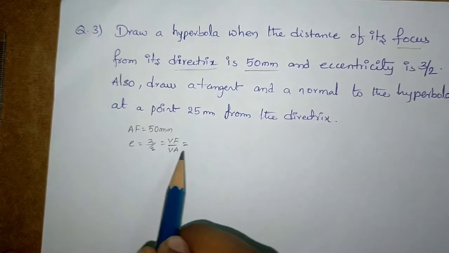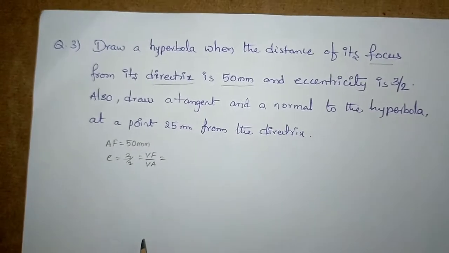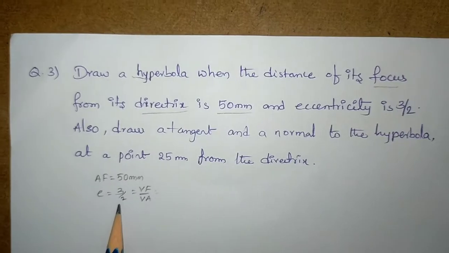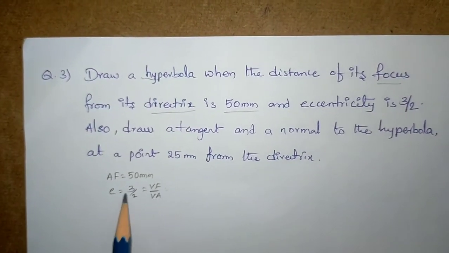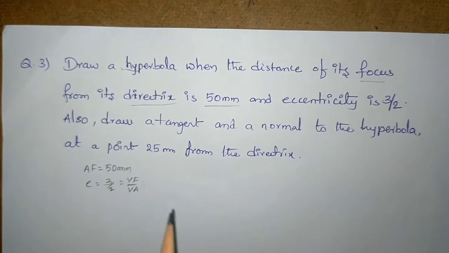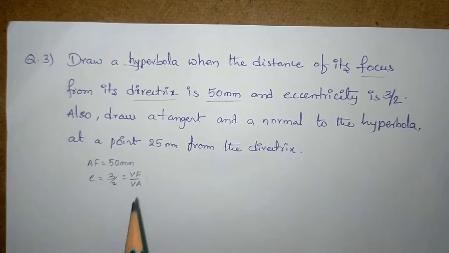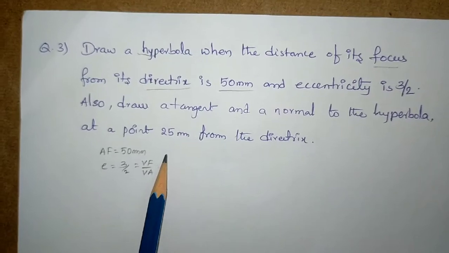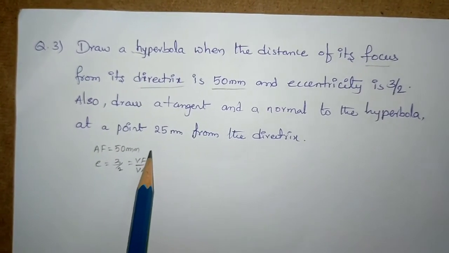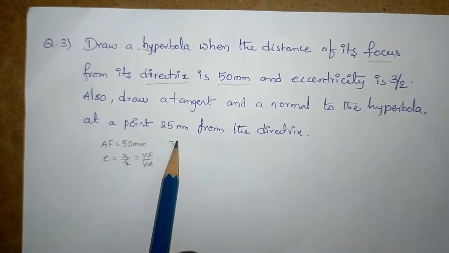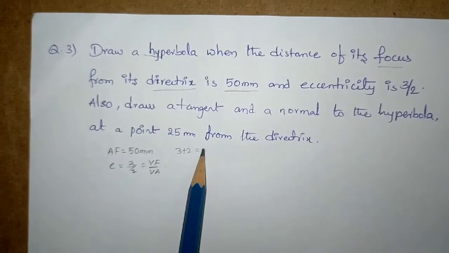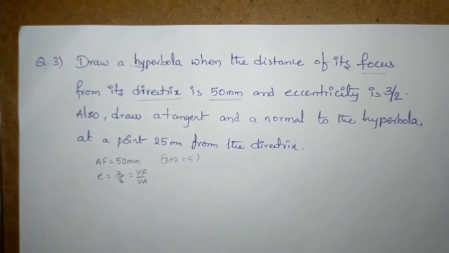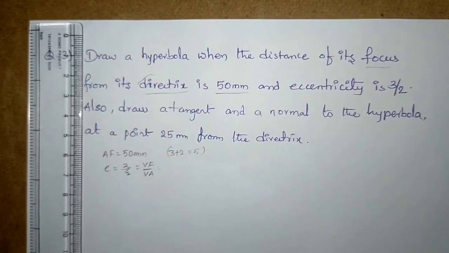Eccentricity equals 3 by 2. It means VF by VA. So the AF distance is equal to the sum of its numerator and denominator. Numerator and denominator means it is 5 parts, 3 plus 2 equals 5 parts. This AF is divided into 5 equal parts. So now I am going to construct a hyperbola.